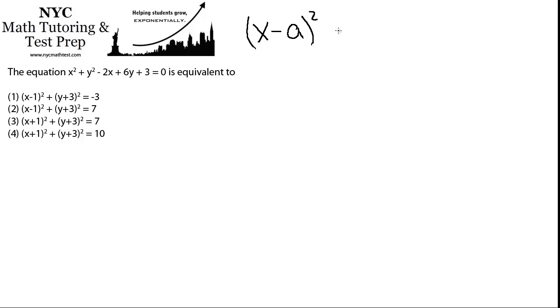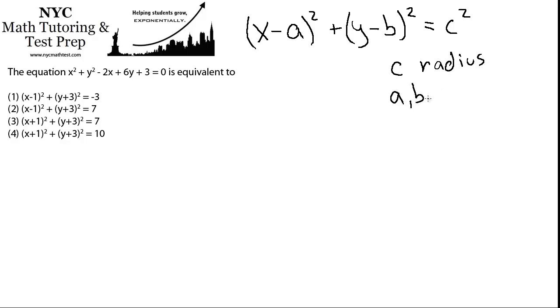(x minus a) squared plus (y minus b) squared equals c squared. This is the standard formula for a circle where c is the radius and (a, b) is the center of the circle. So for instance, if you just have x squared plus y squared equals c squared, then that means a and b are 0 and it's centered about the origin. In all of these cases for these different options, they're always minus or plus something, so they all have center points that are not at the origin.